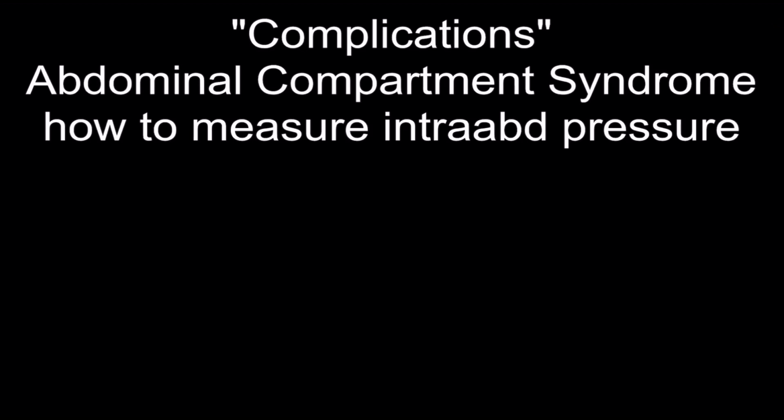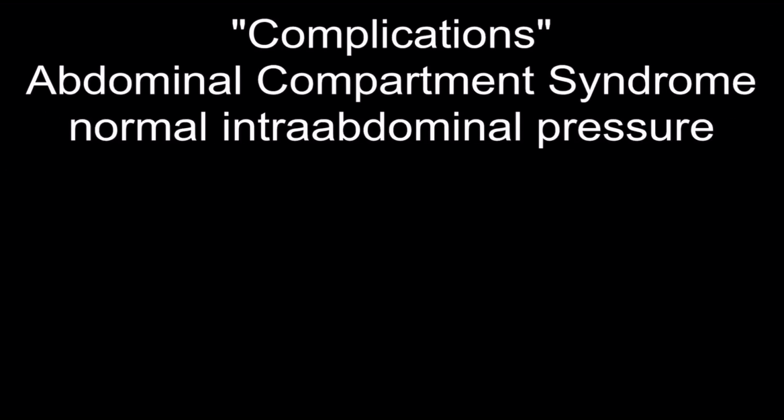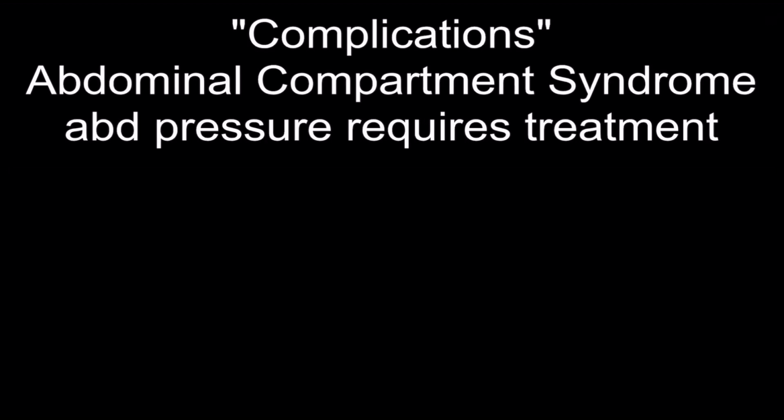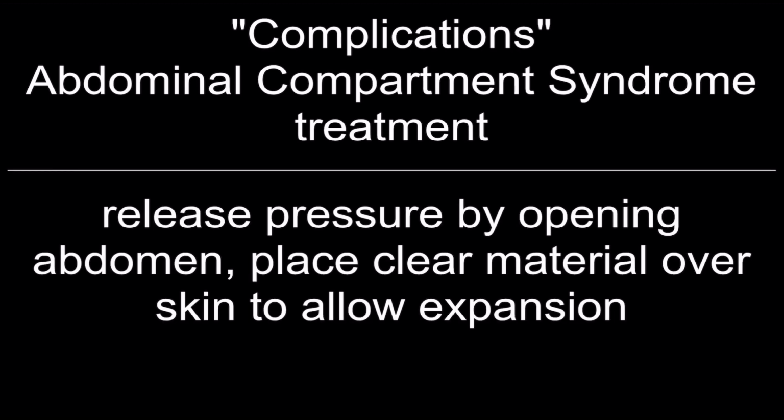Abdominal compartment syndrome, how do you measure intra-abdominal pressure? Foley catheter in bladder. What's the normal intra-abdominal pressure? 15. Abdominal pressure that requires treatment: 25 millimeters of mercury or signs of compromise. Abdominal compartment syndrome treatment. Release the pressure by opening the abdomen. Place clear material over the skin to allow expansion.